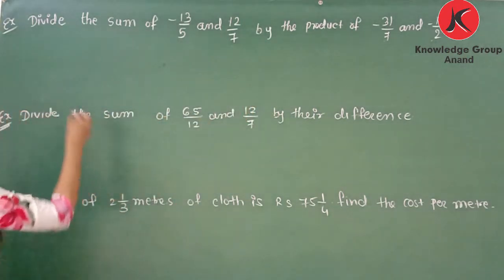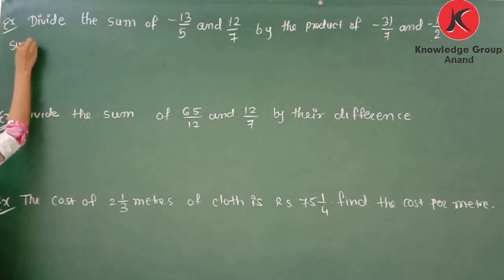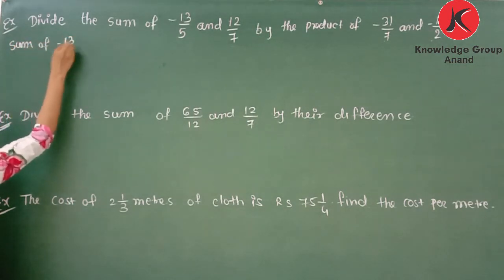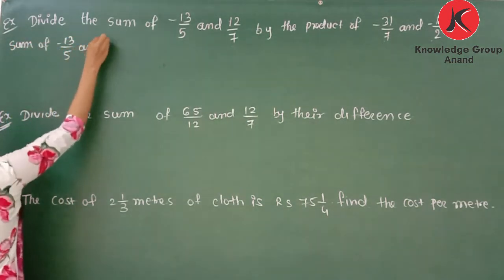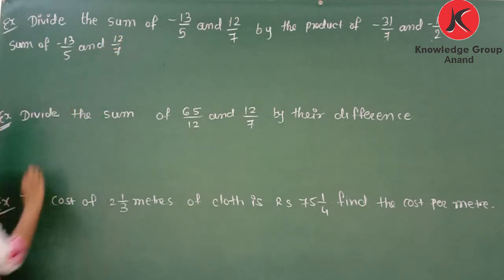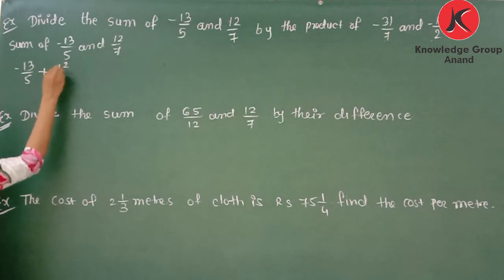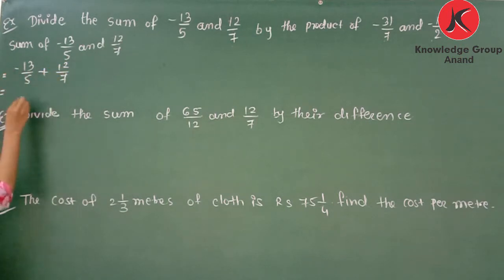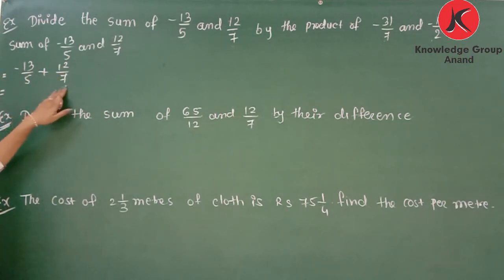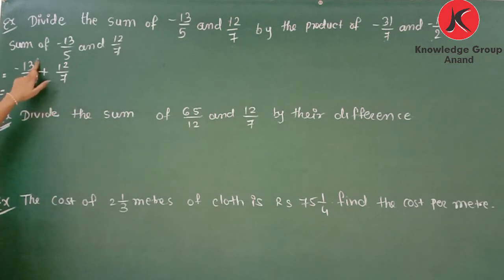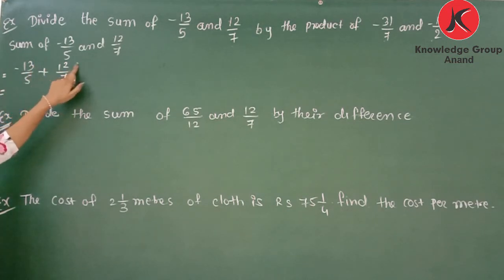So let's find the sum. Sum of minus 13 by 5 and 12 by 7. So here minus 13 by 5 plus 12 by 7. The LCM of 5 and 7 is 35. So this number is multiplied with 7 and this number is multiplied with 5.